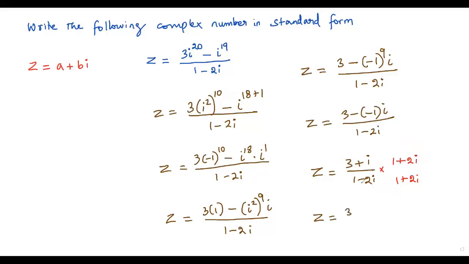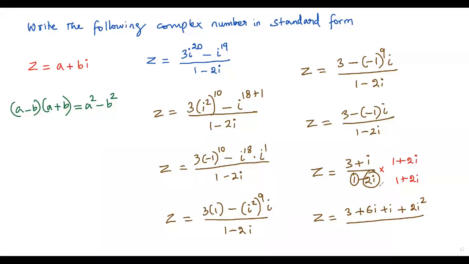Now let's multiply. Here we can multiply these two binomials using the FOIL method. 3 times 1 is 3. 3 times +2i is +6i. +i times 1 is +i. And i times 2i is 2i squared. Now the denominator is in the form of (a - b)(a + b). In algebra, we have an identity that (a - b)(a + b) equals a squared - b squared. In our problem, instead of a we have 1, and for b we have 2i. So for a squared we write 1 squared, and for b squared we write (2i) squared. Let me continue this on the next page.